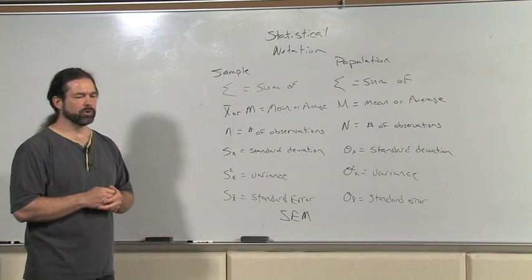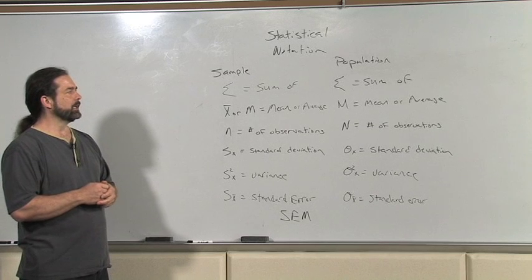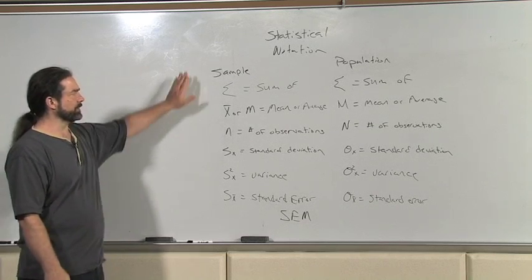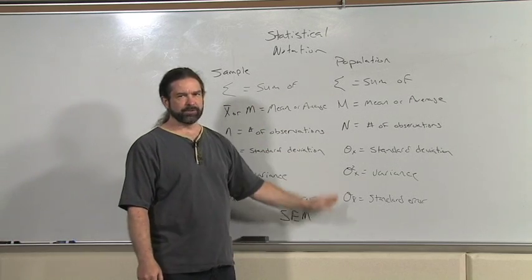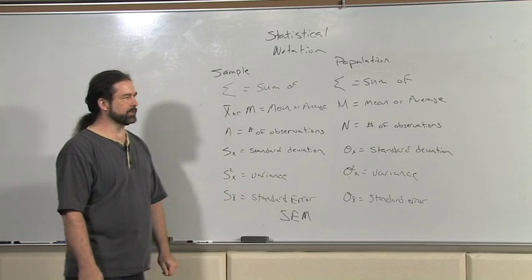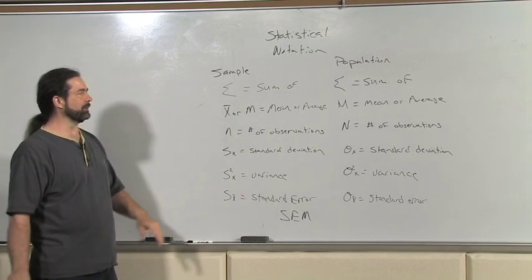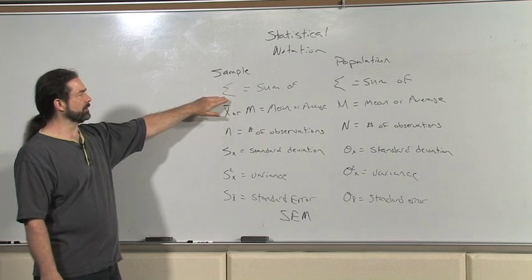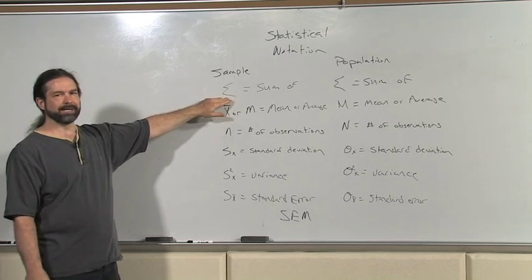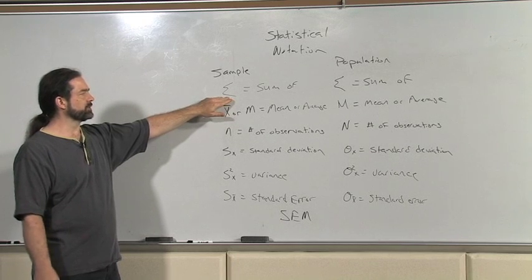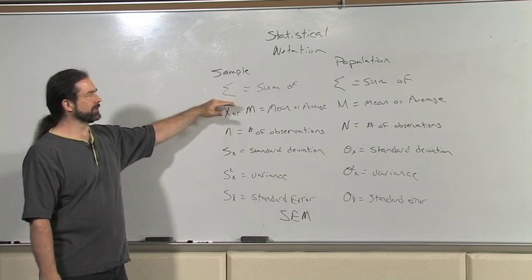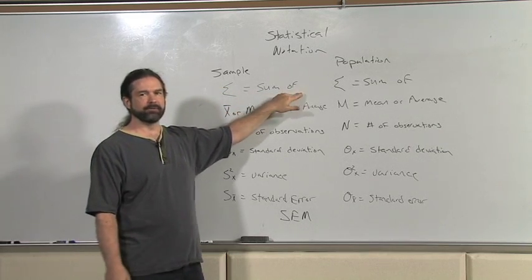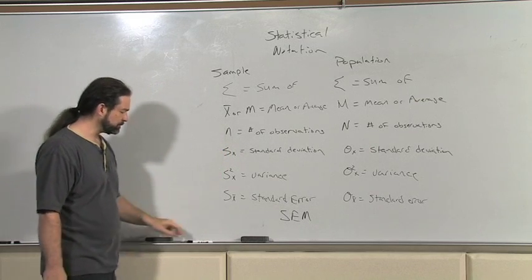But the first and most important thing that you need to know is we're going to break these down into two categories. In statistics, we're dealing with samples and we're dealing with populations. In some instances, those symbols are exactly the same. So the first symbol that you'll need to know and learn is uppercase sigma. It looks like kind of a squiggly E. For both sample and population, it is sigma, and it means sum of the values that you're dealing with.